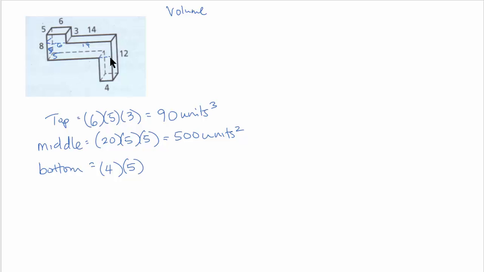How high is this box? Well, this whole thing was 12, right here. But we know that this part was 5. So we know that the top part is 5, which means the bottom part has to be 7. So it's 4 by 5 by 7, which is 140. Okay? Not square units there, cubic units. So we can add all of that up, and it comes out to be 730 cubic units.